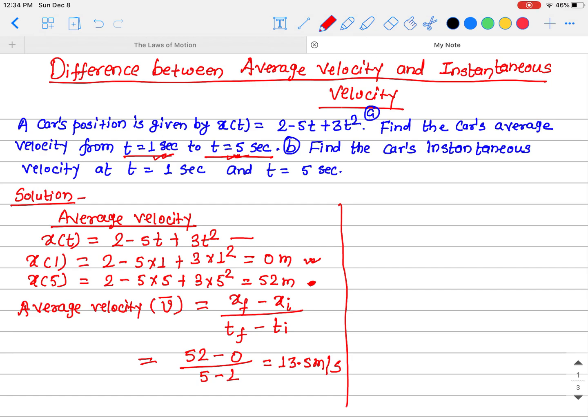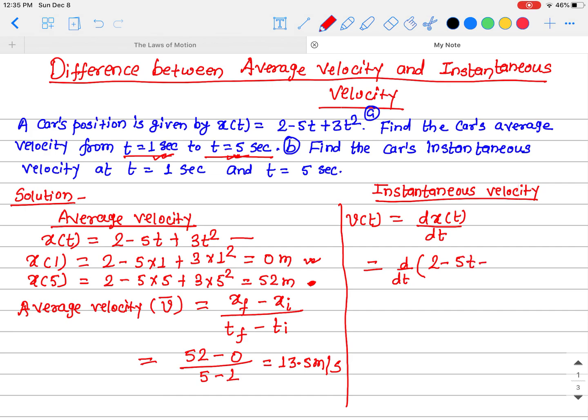Now let's calculate the instantaneous velocity. The instantaneous velocity is given by the rate of change of position. That means dx(t) over dt. That gives you the instantaneous velocity. So we have to take the first derivative of the position, which is 2 minus 5t plus 3t squared.